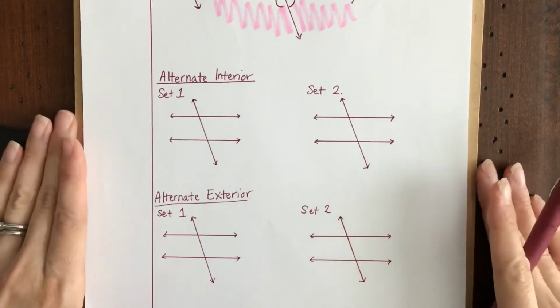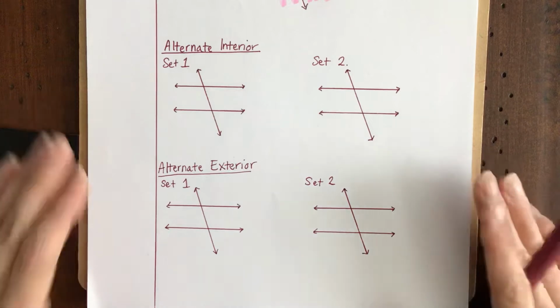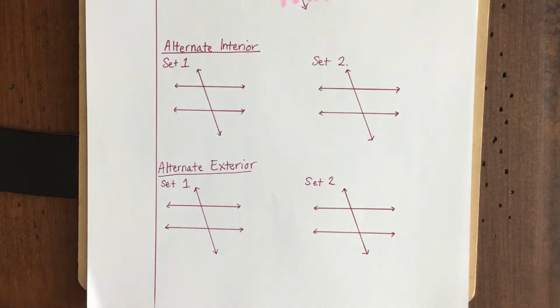So let's take a look at what that will look like using different sets. I set this up ahead of time, so you can go ahead and copy this down if you'd like. Just pause it and try it out or write it down. But let's first talk about those interior angles. We like to think of them in pairs.